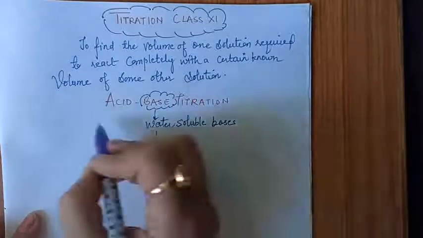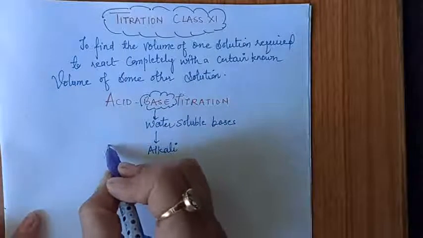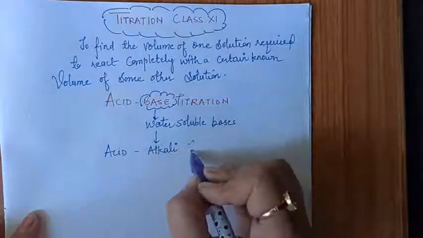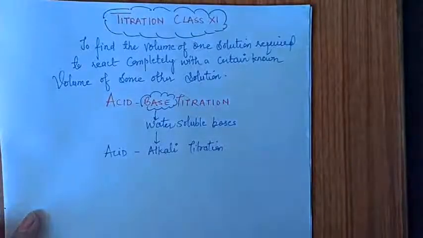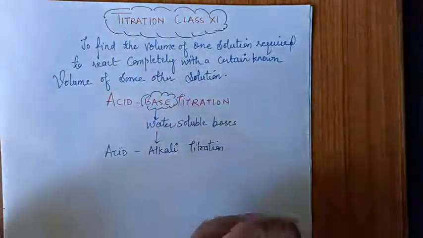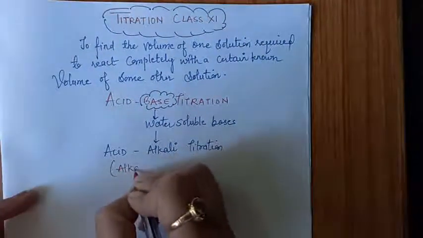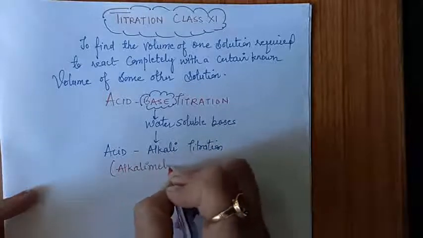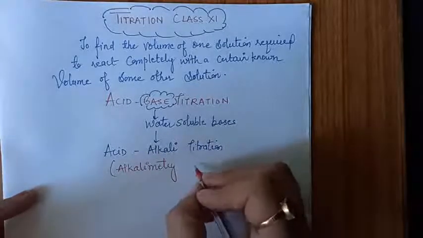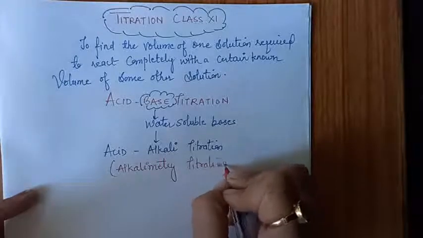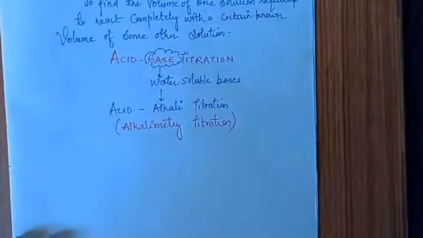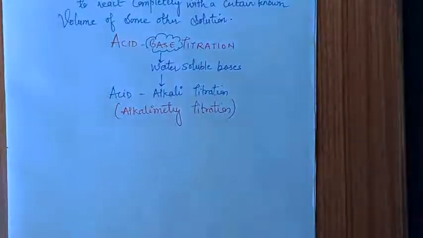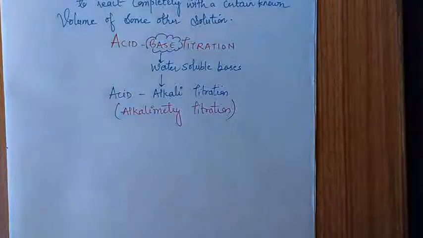So the acid base titration can be renamed as acid alkali titration. You may say acid base titration or acid alkali titration. Sometimes it is also called alkalimetry titration. These are the different names of the same thing. Either you call it acid base, or acid alkali, or acidimetry titration or alkalimetry titration.